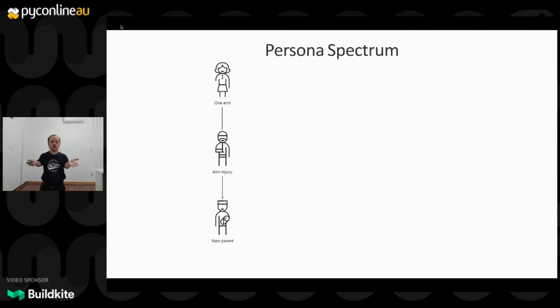So we've got our persona spectrums. In this persona spectrum, we've got an amputee who is missing an arm. We also have an arm injury, and we also have a new parent who's cradling a baby. And I know what you're saying, a new parent doesn't really have accessibility needs, but if you speak to a new parent, you'll know that they have financial, spiritual, mental needs, sleep deprivation. They really do.